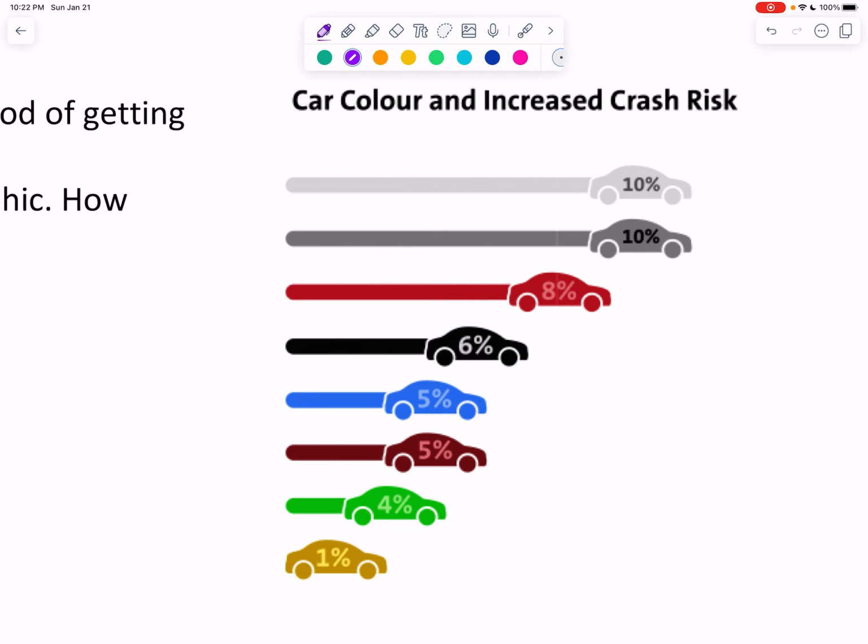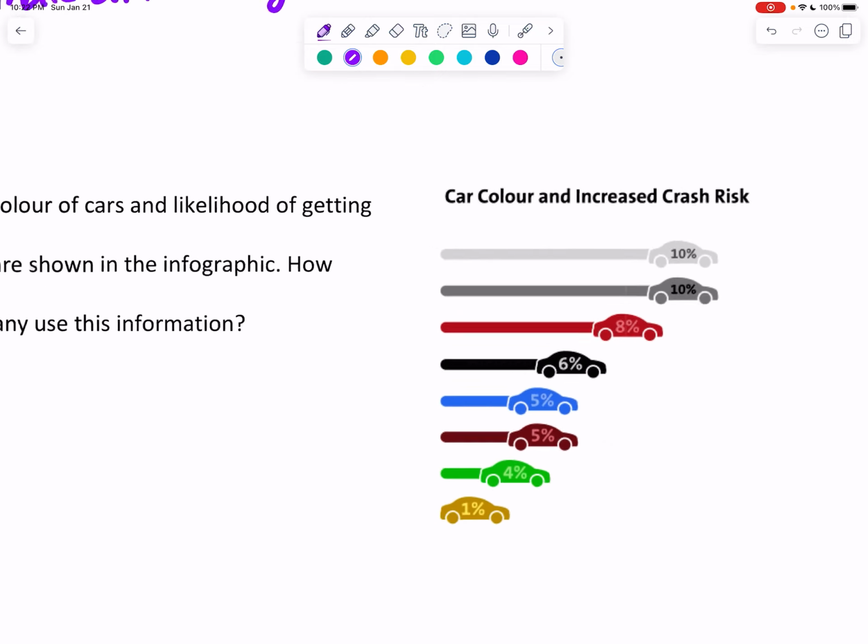So, just taking a look at this, I'm looking at white and gray cars at the top. It says increased crash risk, and it has 10% with them. So, white and silver/gray cars are the most likely to get into a car accident or crash, followed by red, then black, then blue, then burgundy, then green, then yellow. Okay, so this is the data that was collected.